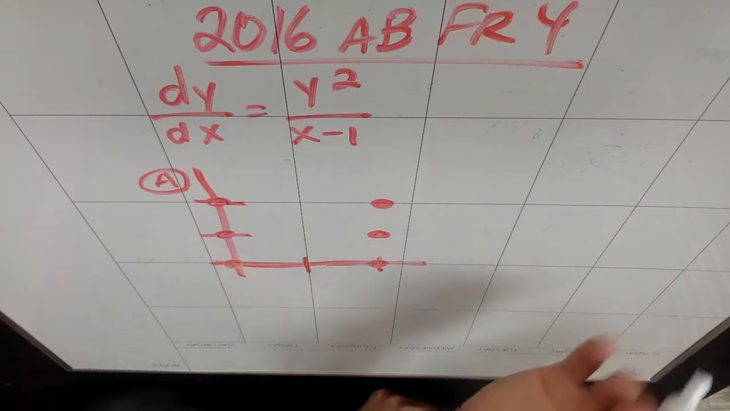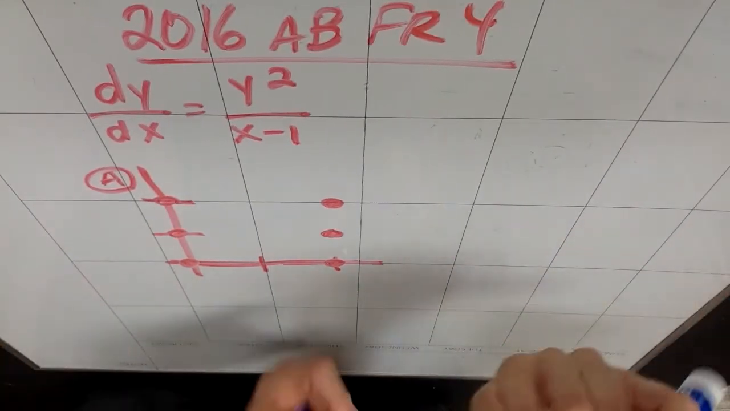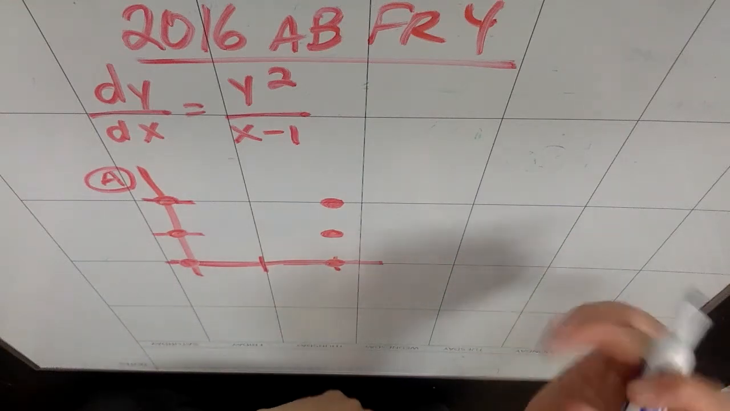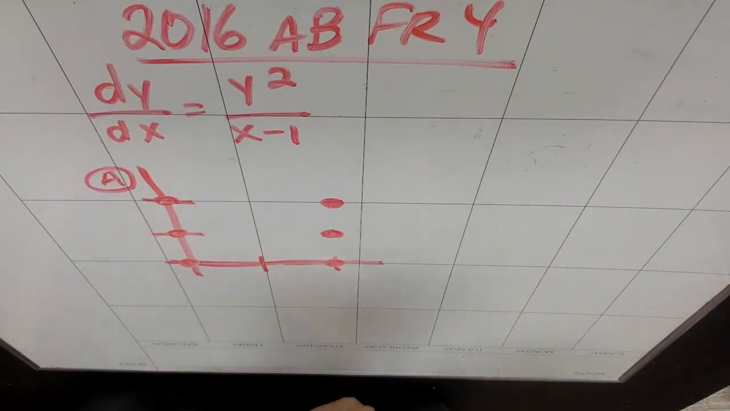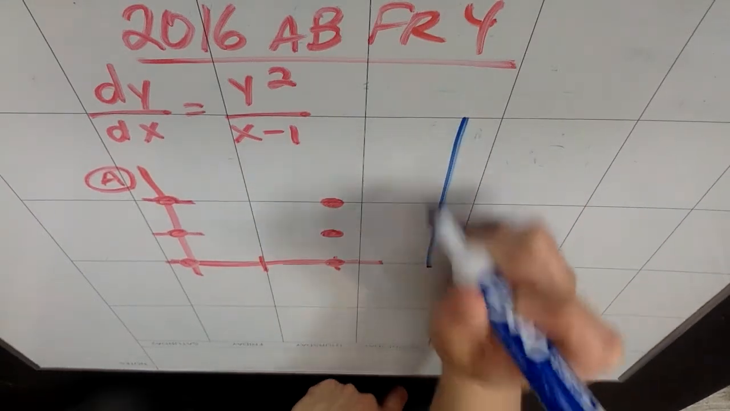So how much work you show on a slope field is entirely up to you. If you feel like you need to actually list all 6 points and find the slope and have it in front of you, that's great. If you can just do it in your head, also great. You're not going to get any credit for the work that you show on a slope field. You're only getting credit for the actual slope field.